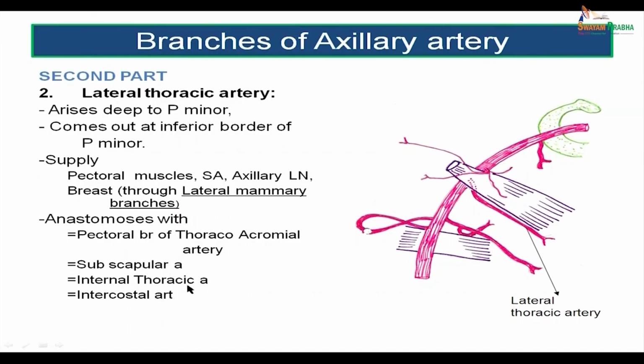It anastomoses with the pectoral branch of thoracoacromial artery, the subscapular artery, the internal thoracic artery and intercostal arteries. This is an important branch because it gives this artery called the lateral mammary artery to the breast.